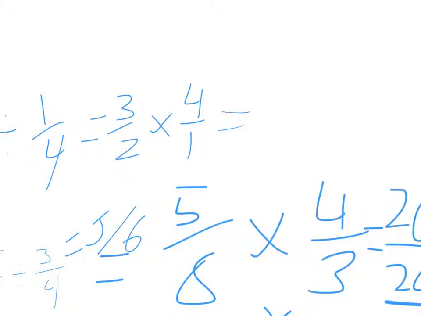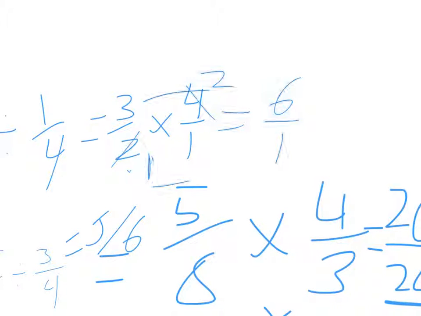I can actually cross cancel, like we talked about in the other lesson. 2 goes into 2 once, and 2 goes into 4 twice. 3 times 2 equals 6, and 1 times 1 is 1. So my answer is 6, which, if you look back, was the same answer we got. It's just a faster way to get there, understanding how multiplication, division, and fractions relate to each other.